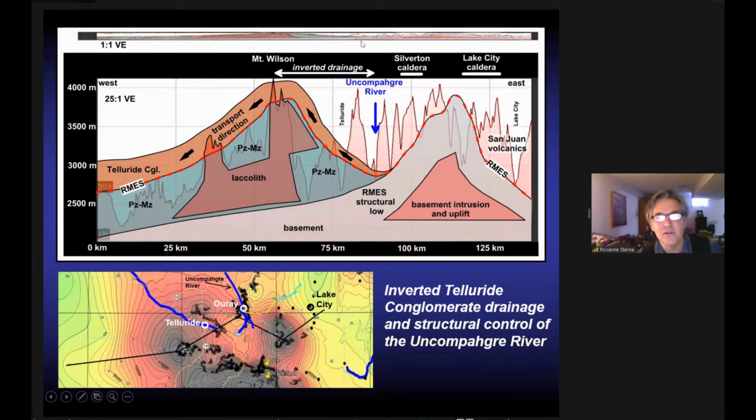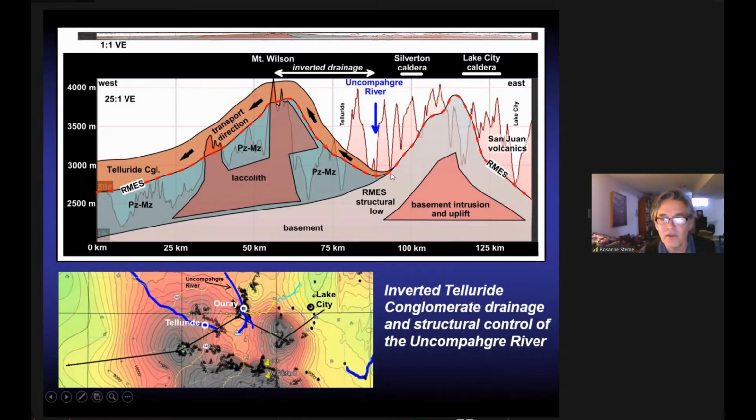And again, here's the 1:1 section up top. But the Rocky Mountain Erosion Surface is the dashed red line. And here it's covered by San Juan volcanics. So you see in the light pink are deposits of San Juan volcanics on top of it. Over in this area, the orange color is the Telluride conglomerate. And below it, in this area, we've got Precambrian basement. And then as we get over toward Mount Wilson, we've got mixed Paleozoics and Mesozoics, and then laccoliths.